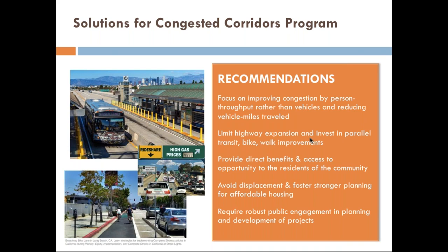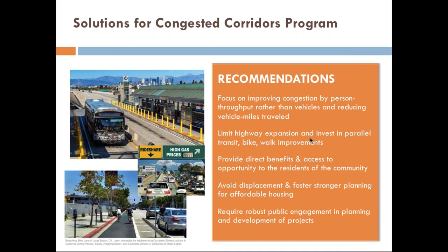Providing direct benefits and access to opportunity to the residents of communities impacted by these corridors is another important component, and avoiding displacement and fostering planning for affordable housing are also really important, because when we look at the kinds of projects that will reduce VMT, that will provide more access to opportunity within these regions that have been negatively impacted by congestion, and not just by traffic times, but also by the air quality implications that come with worse traffic. When you improve those, you do set up the unintended consequence of the potential for gentrification and displacement. Because what you're doing is building, hopefully, those kinds of projects that increase access to opportunity, that improve quality of life. And these things necessarily drive up real estate prices.